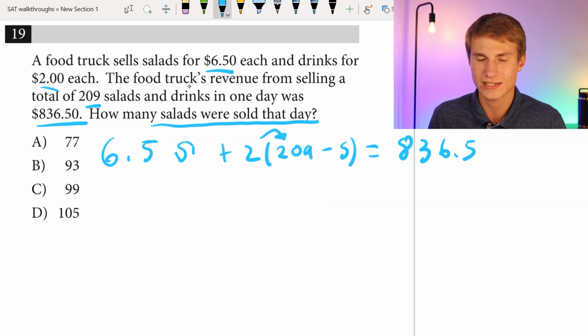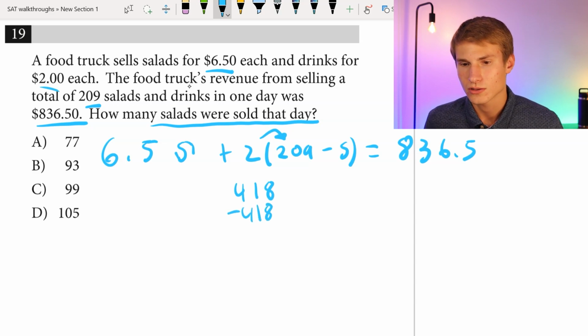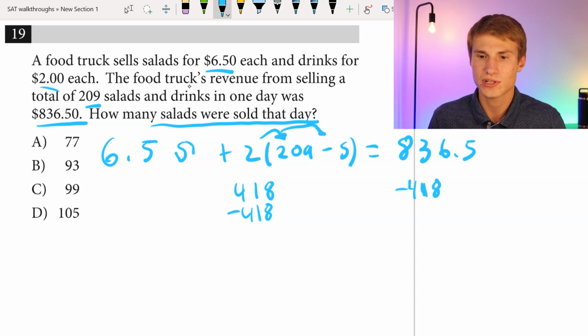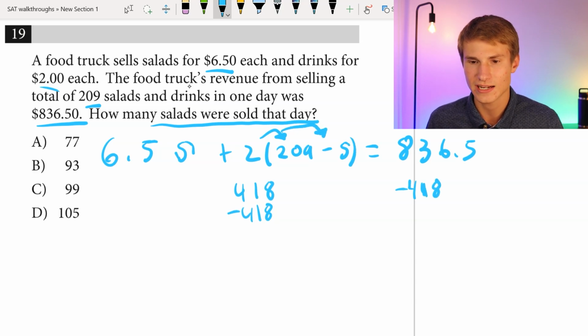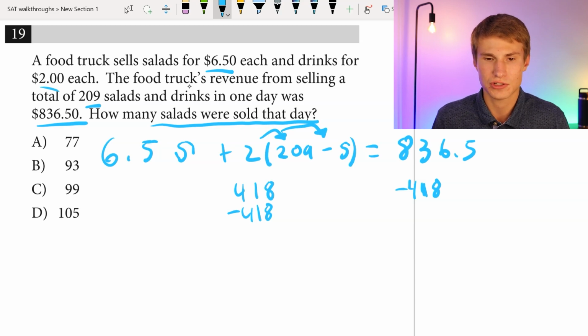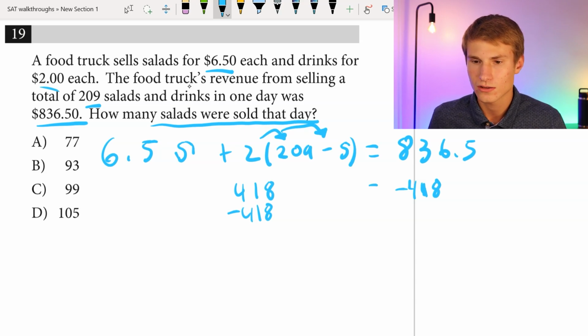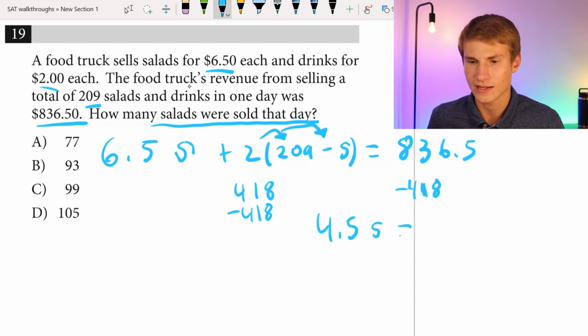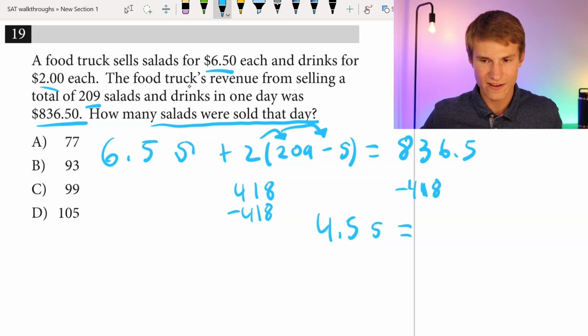So we're going to have 2 times 209. That's going to end up giving us 418. Now keep in mind, we're going to end up subtracting that from each side. So subtracting 418 from each side. Next up, we're going to have 2 times that negative S. That's an S, not a 5. So that's going to give us negative 2S. So 6.5S minus 2S is going to leave us with 4.5S. So now we're going to have 4.5S is equal to 836.5 minus 418.